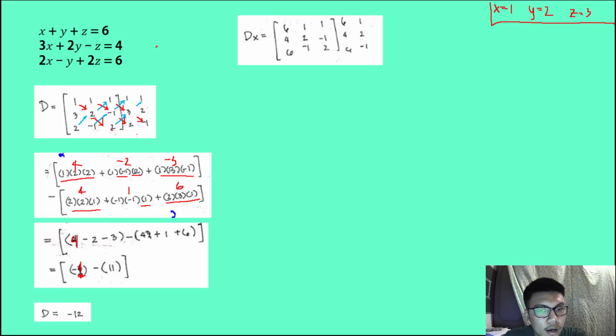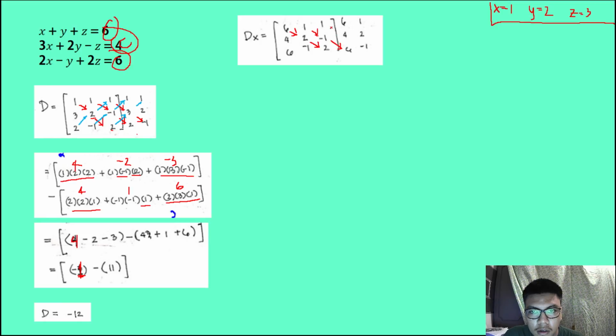Now, for x, palitan natin ngayon yung column, ano? Yung ating constant matrix 6, 4, 6, papalit lang natin dun sa ating first column. Okay, so 6, 4, 6, ano? Then we rewrite again the first two columns. Then we get the determinant. Okay, ganun lang, ano?